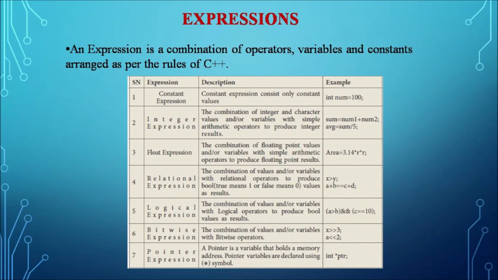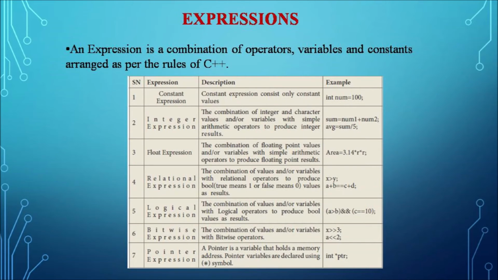Constant expression means it will have only a constant value. The value will be directly given to the variable. Here you see int num is a variable, equal to is an operator, 100 is a constant. So the definition is arrived: a combination of operators, variables and constants. The variable is num here, equal to is the operator, 100 is a constant. It may have another expression also on the right hand side.